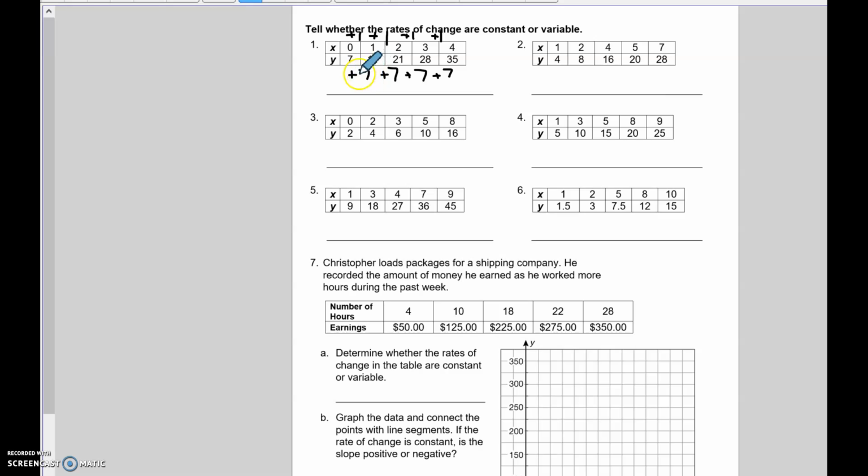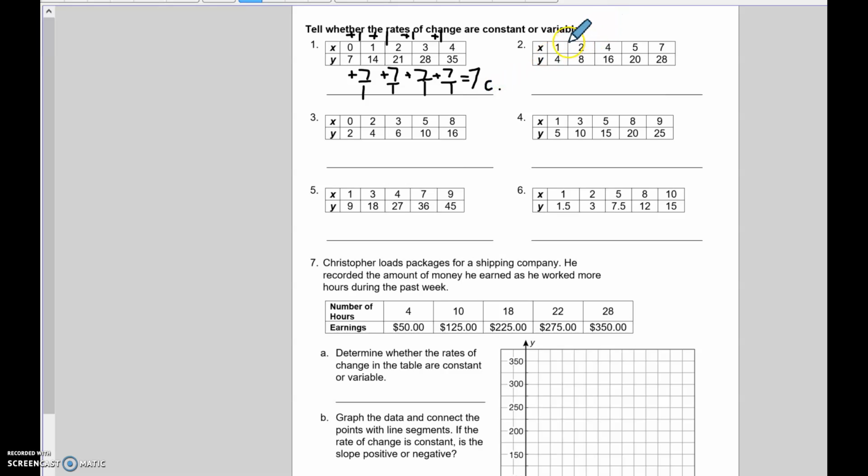To figure out if the rate of change is constant, I'm going to divide this change in y, like a fraction, divided by the change in x. So each of these will be 7 divided by 1, 7 divided by 1 each time. And 7 divided by 1 equals 7 each time. And so that is called constant. Because it's hard for me to write here, I'm just going to put C for constant.